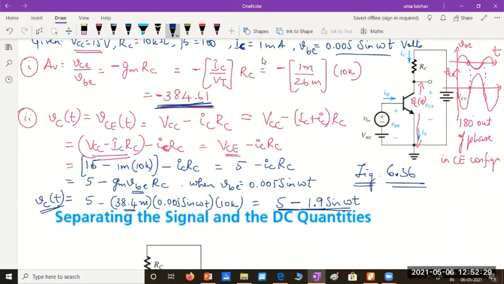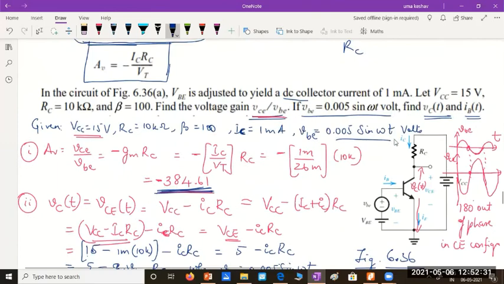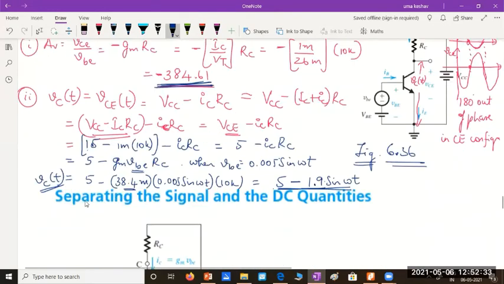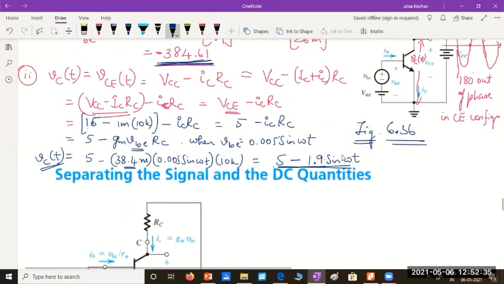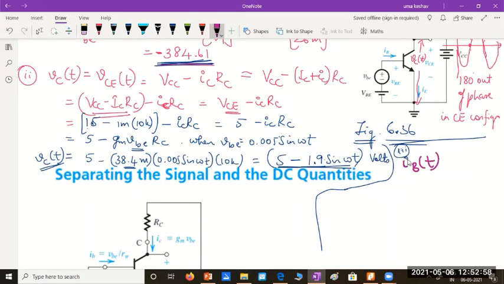Please understand, they have asked us to find VC of t. VC of t, this is the expression: 5 minus 1.9 sine omega t in volts. So this is the output voltage in volts. Last thing, I'll write it here as there's no space. You are supposed to find the third one here. What am I supposed to find? I'm supposed to find IB of t.